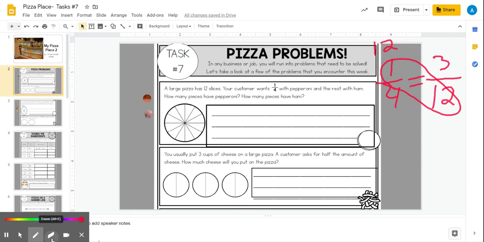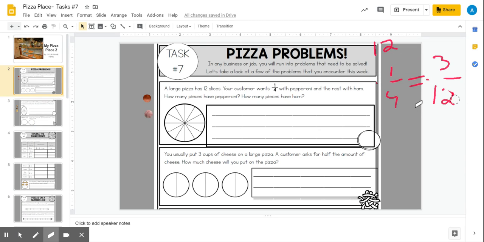We can also, let me erase this part, talk about equivalent fractions going across and multiplication. So we have 4 here. 4 times what is 12? We know that 4 times 3 is 12. And what you do to the bottom, you have to do to the top. So 1 times 3 is equal to 3. So again, we get our 3 pieces.